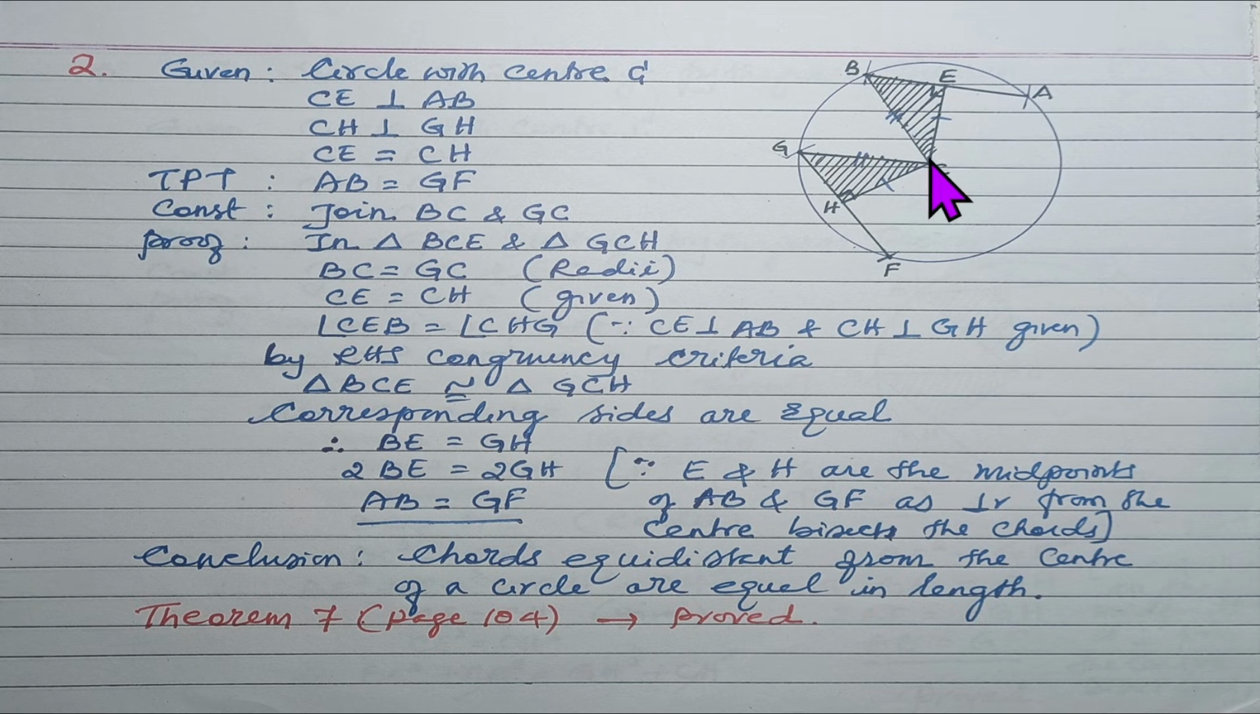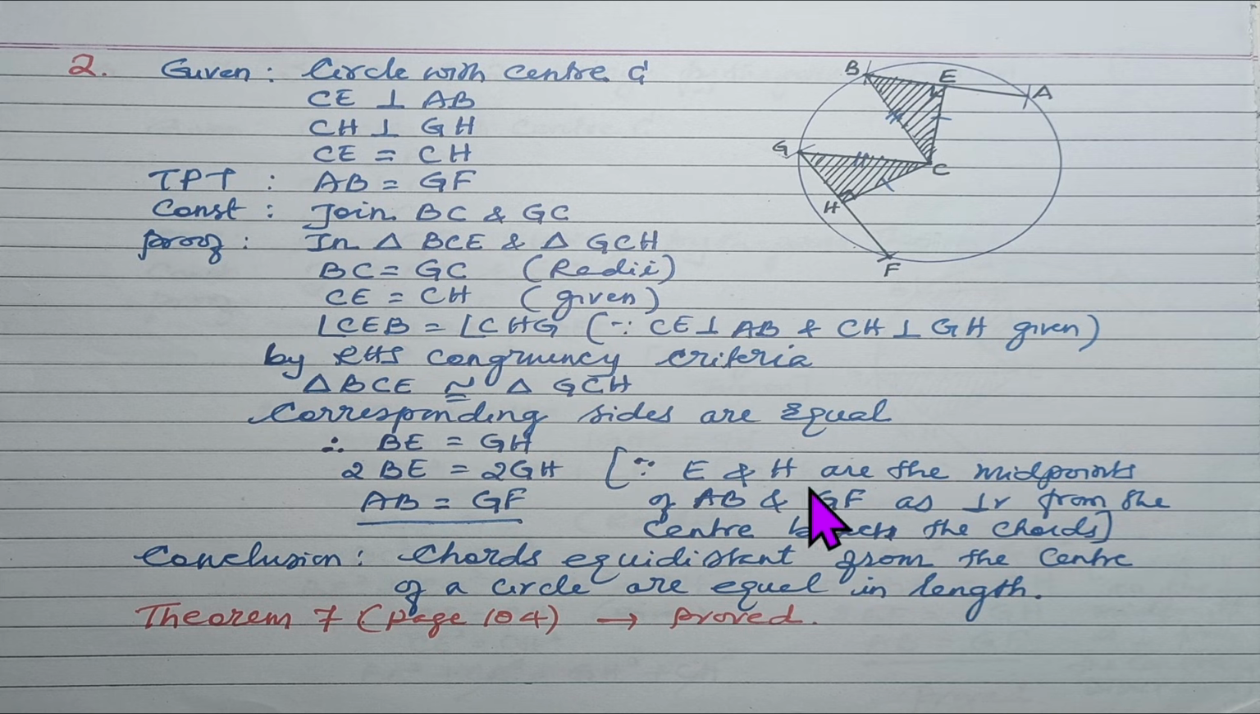Now coming to the next example, here we are given a circle with center C. CE is perpendicular to AB and CH is perpendicular to GF, and CE is equal to CH. So we have been given that the two chords are at equal distance, that is CE is equal to CH. Now we have to prove that AB is equal to GF. This is a theorem where the chords which are equidistant are equal.